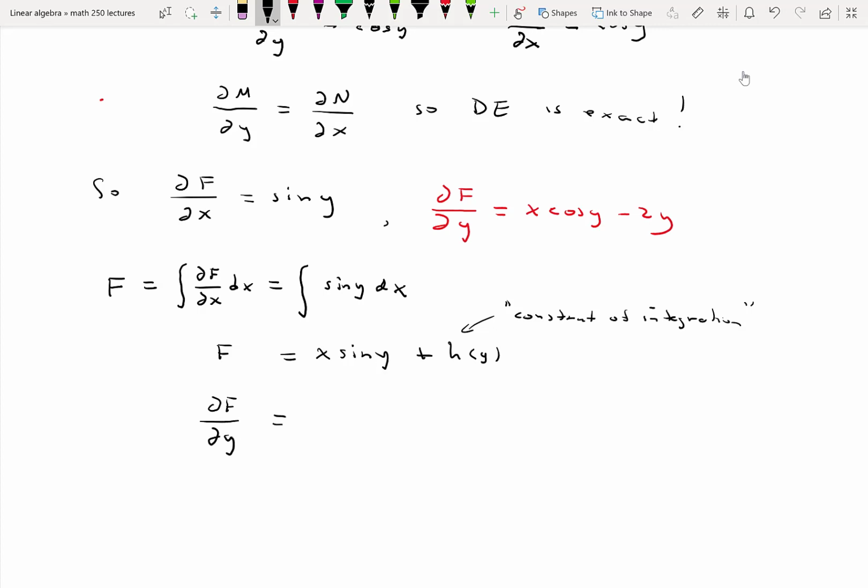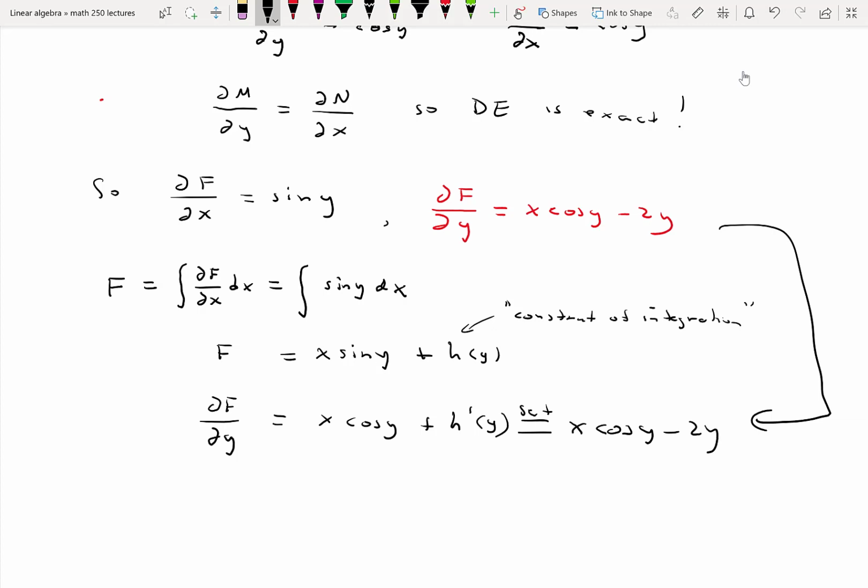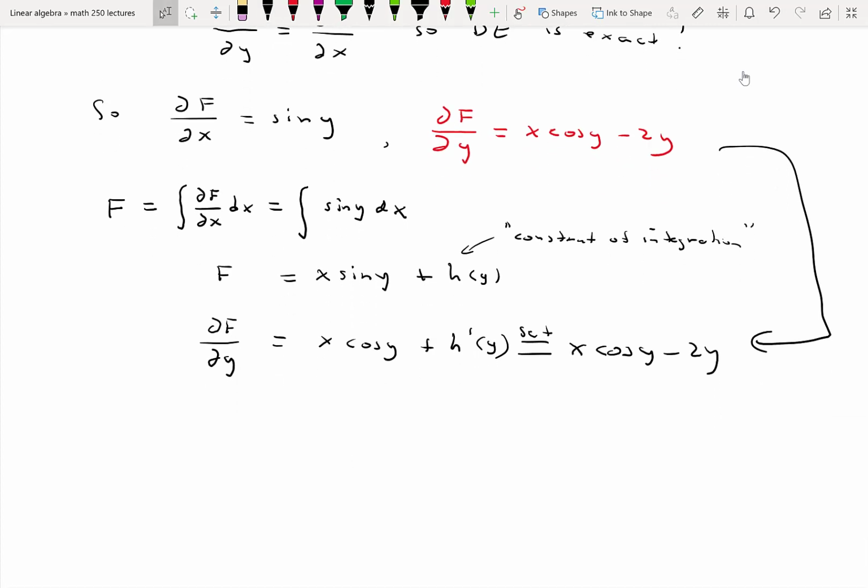The derivative of sine of y is cosine of y. The derivative of h of y with respect to y is h prime of y. What does that have to equal? Well, it's right up there. This must equal x cosine of y minus 2y. Now look what happens when we subtract x cosine of y from both sides. We get h prime of y equals negative 2y.